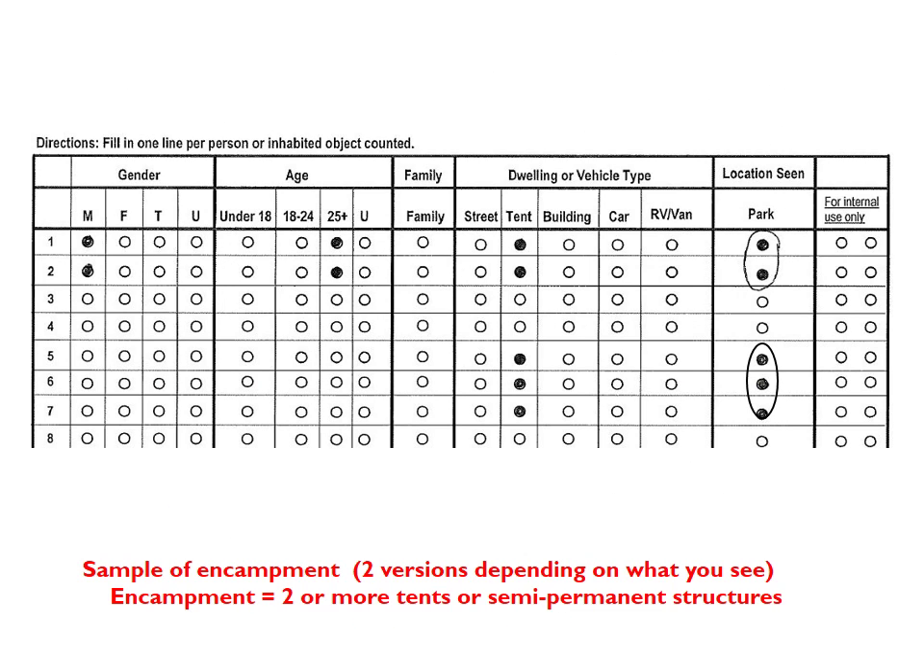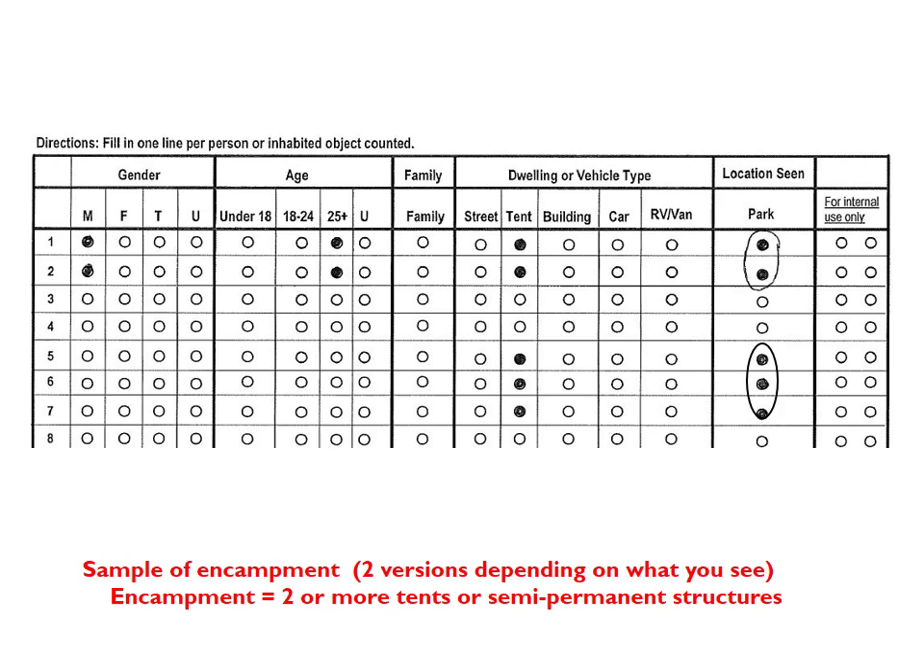The next sample would be if you see an encampment. So an encampment is defined as 2 or more tents or semi-permanent structures. So if you remember that picture I showed at the beginning of this slide, that is an example of an encampment.